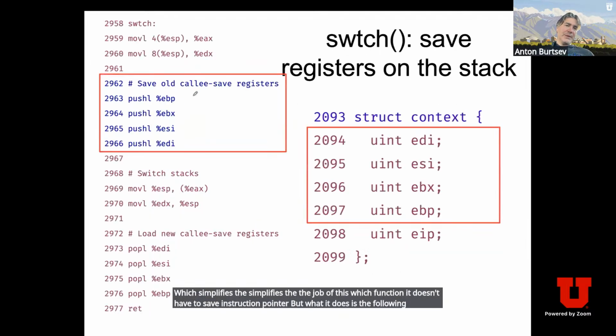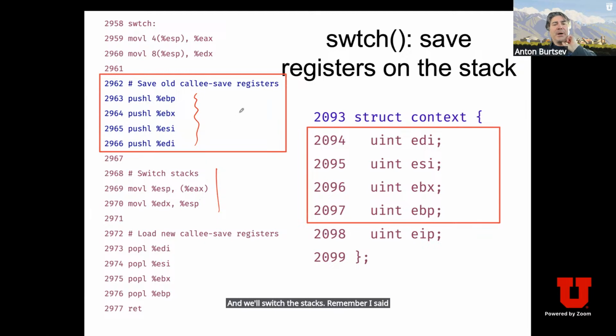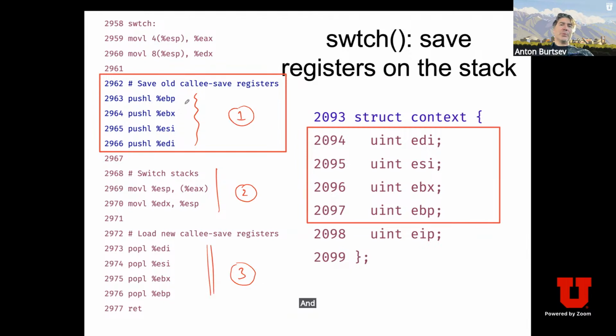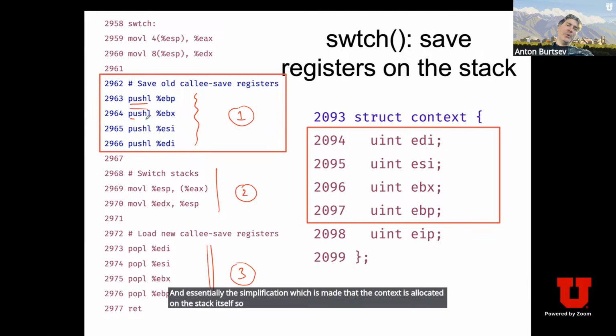But what it does is the following. It says, okay, look, I will save 4 callee-saved registers. I will switch the stacks. Remember, I said that there are 3 parts. Part number 1, save callee-saved registers. Part number 2, switch the stacks. Part number 3, restore, load the new callee-saved registers, right? And essentially, the simplification which is made is that the context is allocated on the stack itself.